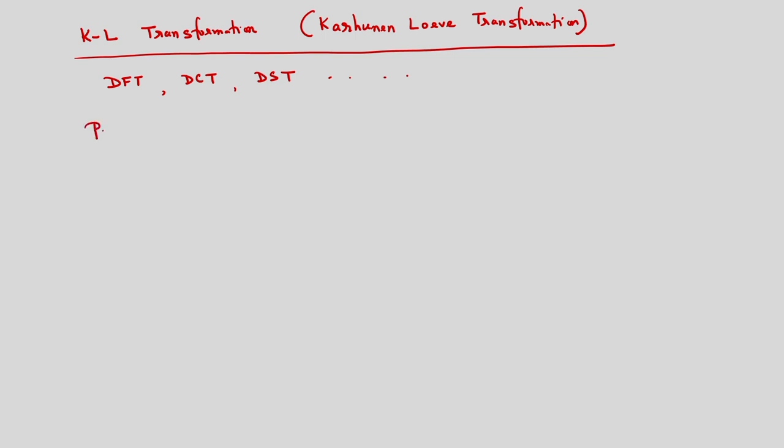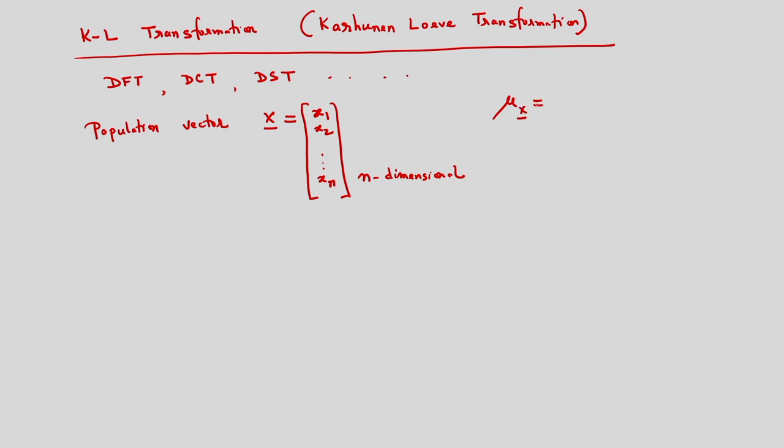So let us consider a population vector. The population vector is, suppose, X. It is an n-dimensional vector, x1, x2, and so on. These are the components of this vector. So this is a population vector, an n-dimensional vector. From this population vector, what can I determine? I can determine the mean of x. It is nothing but the expected value of the vector x.